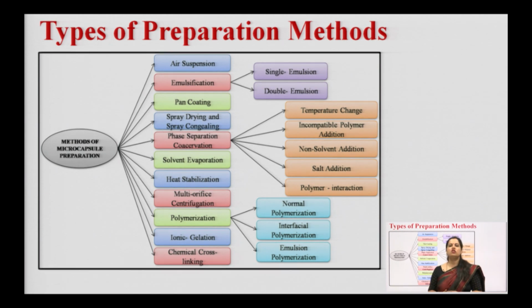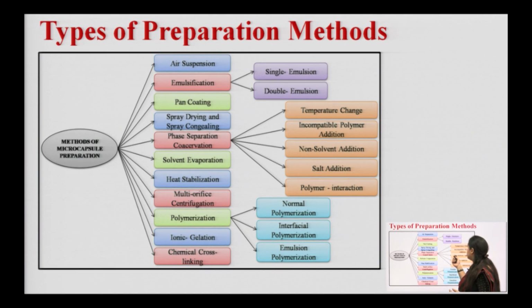We have a chart which represents the variety of procedures mentioned for preparing microcapsules. Here we can have a look: air suspension method, emulsification, these are the variety of methods, and then the sub-methods are also mentioned here: pan coating, spray drying and spray congealing, phase separation coacervation, solvent evaporation, heat stabilization, multi orifice centrifugation, polymerization, ionic gelation, chemical cross linking.